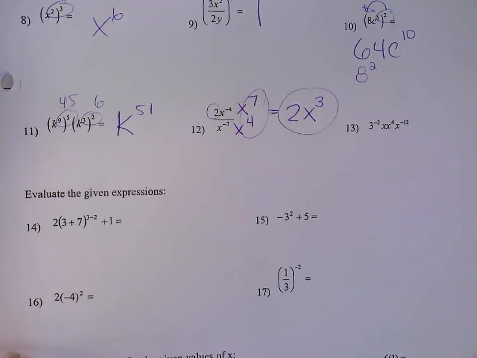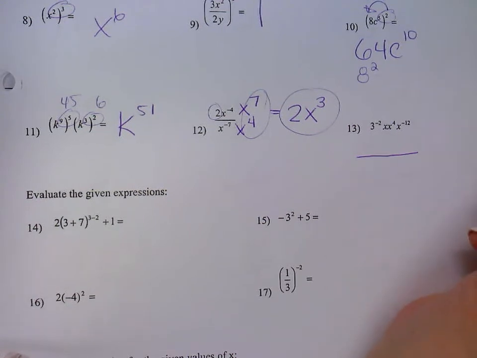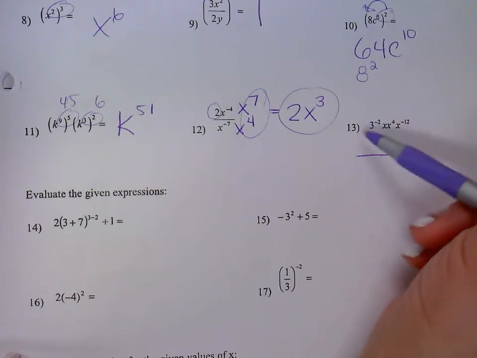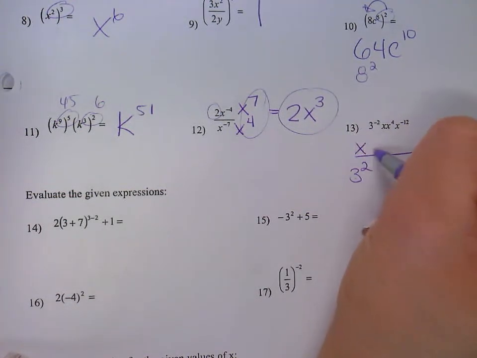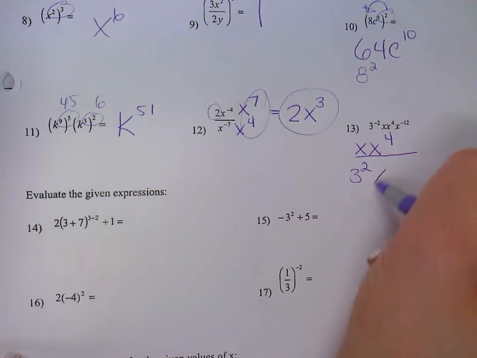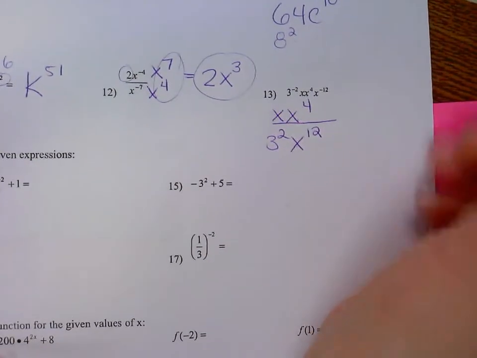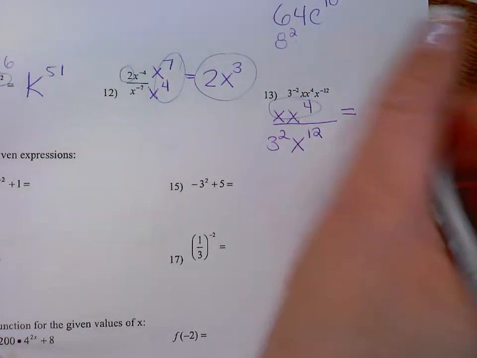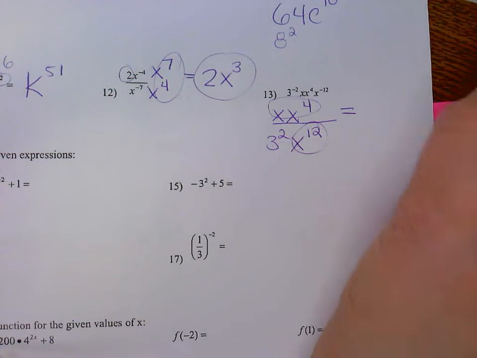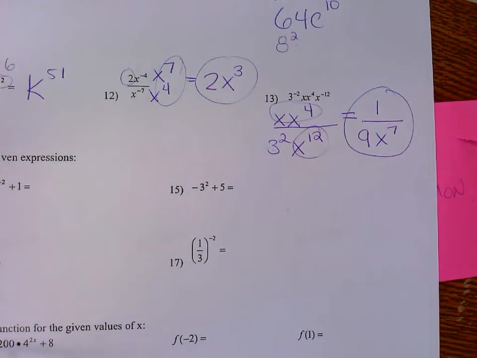And then the same thing with 13. I personally like to move all of my numbers to make them happy exponents first, and then I simplify. So if it were me, I would move this 3 to the negative 2nd down to the denominator, call it 3 squared. Then I have x to the 4th, and then x to the positive 12th once I move it to the denominator. So now I'm going to simplify my final answer. I have a total of x to the 5th. I have a total of x to the 12th. So I have 1 over 9x to the 7th when I subtract and leave it in the denominator.